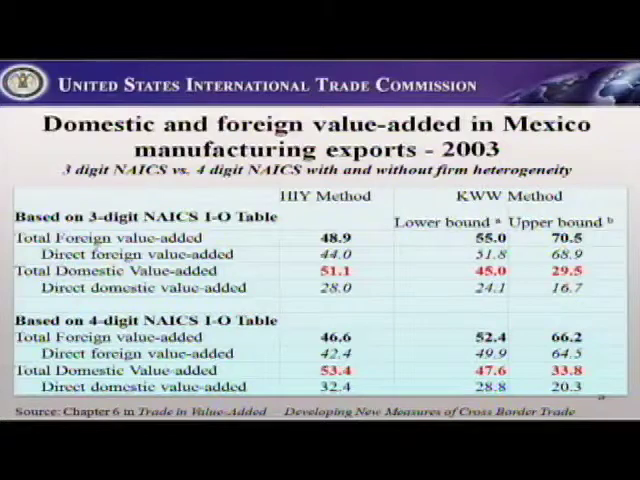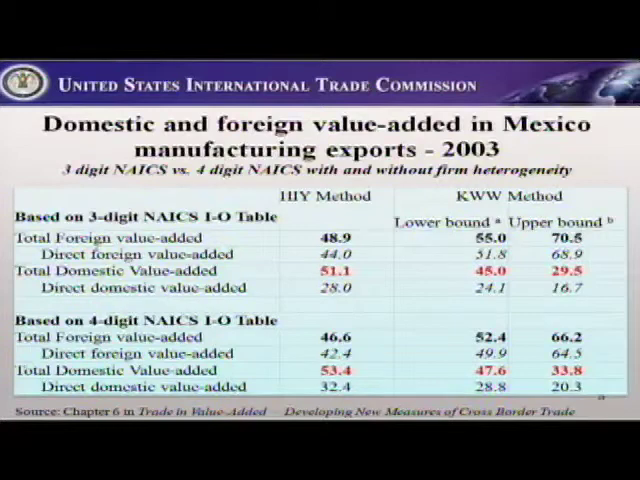However, if you see the HIY method, for people not familiar with this terminology, it's Professor Hummels and colleagues, who have a paper in 2001, JIE, using the I/O table to estimate the vertical specialization, or the import content of exports. Basically, they didn't distinguish processing trade and normal trade. They put the trade together. In a three-digit I/O table, what is the Mexico manufacturing domestic content? It's about 51%. When you go to the 256 sectors, you have 53.4%, a 2% increase.